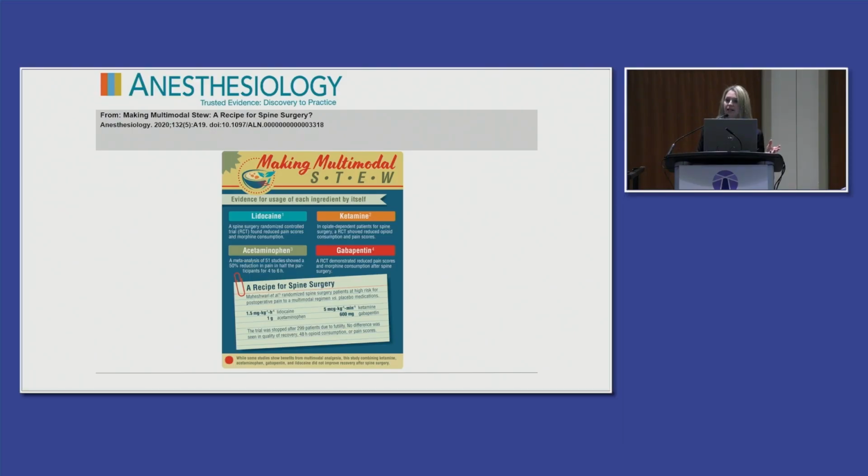Each agent that they included has other studies that were supportive of its use and effectiveness in spine surgery, but this was a bigger study where they put them all together. So it was acetaminophen and gabapentin preoperatively, and then lidocaine and ketamine infusions intraoperatively. And unfortunately, the study was stopped for futility at 299 patients. They did not find any difference in quality of recovery, 48-hour opioid consumption, or pain scores.